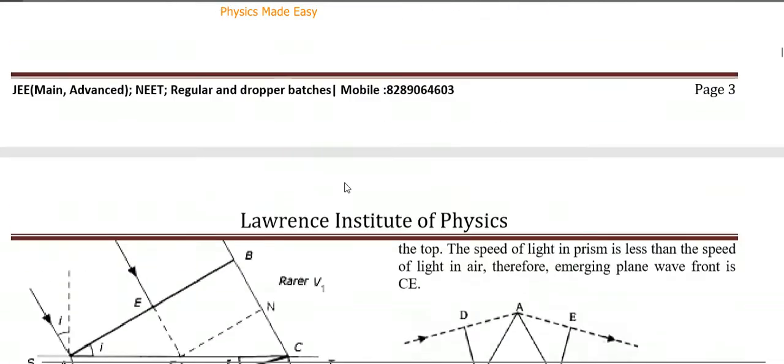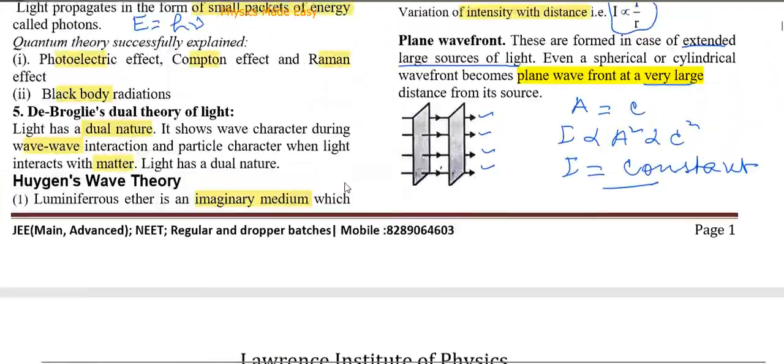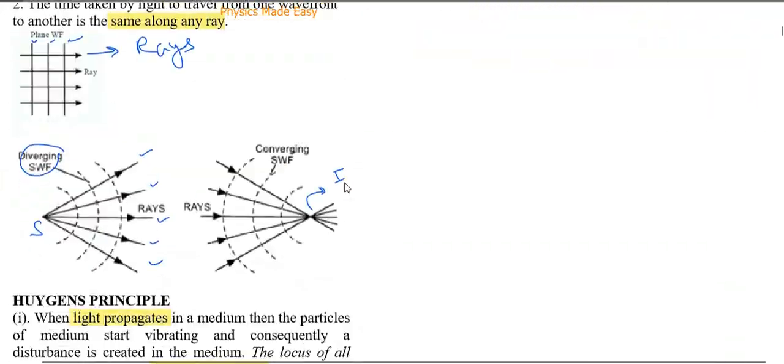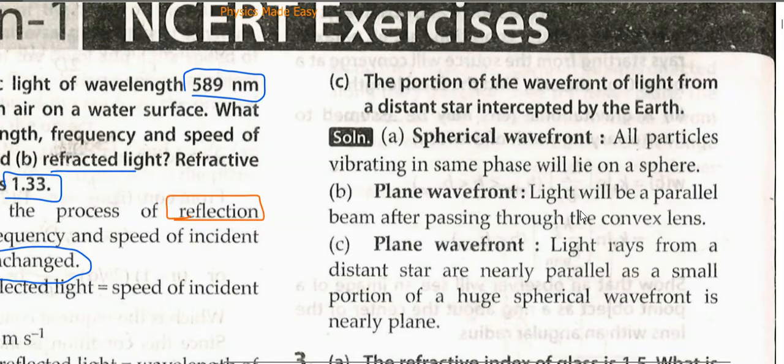I will show you the corresponding diagrams. So this is the diagram. This is light diverging out of a point source. We get spherical wavefronts. When light converges to a point, we again have spherical wavefronts. Now these are the parallel rays. Parallel rays give birth to a plane wavefront. And let me check the next problem.